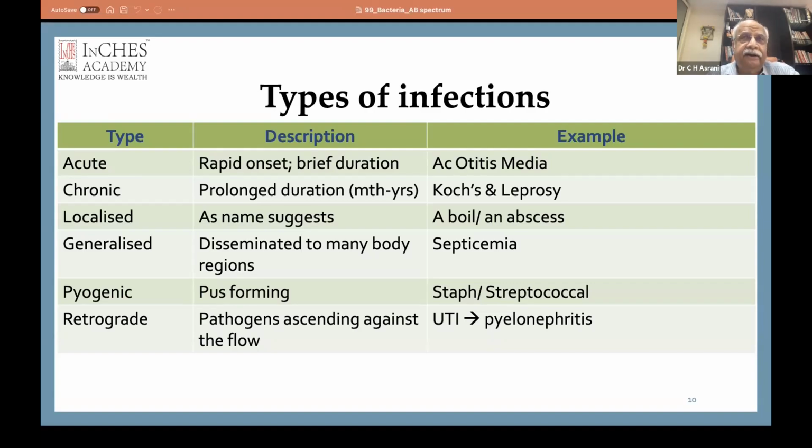And retrograde, where the organisms are ascending against the normal flow. UTI, urinary tract infection, giving rise to pyelonephritis. Urine travels as per gravity, whereas in pyelonephritis, the bacteria are traveling upwards from the bladder or the ureter to the kidney.